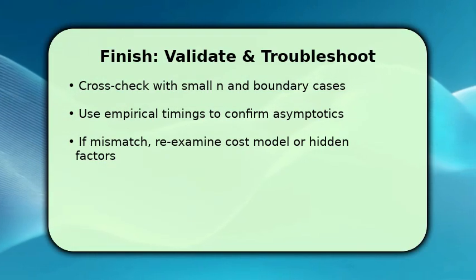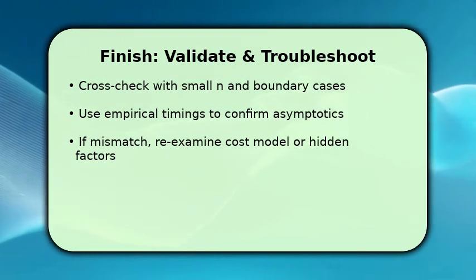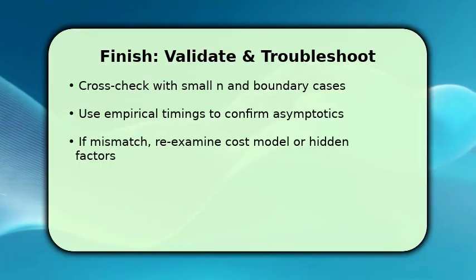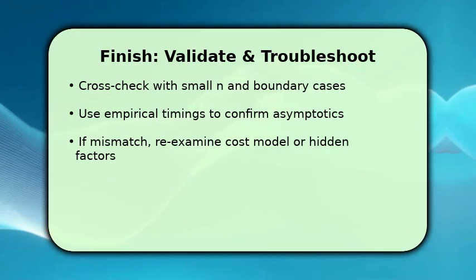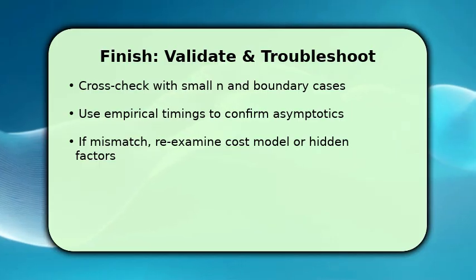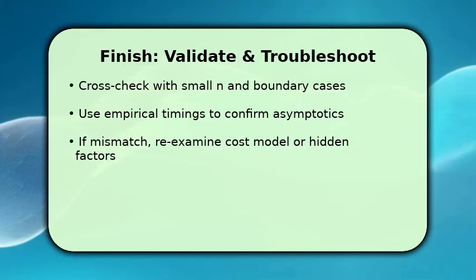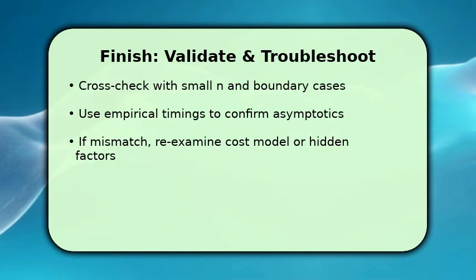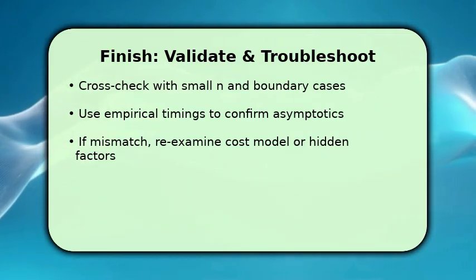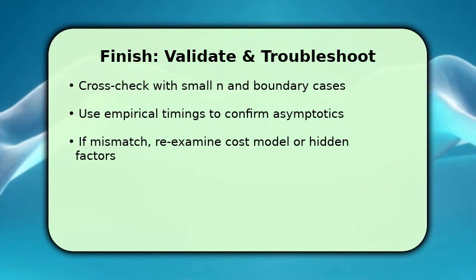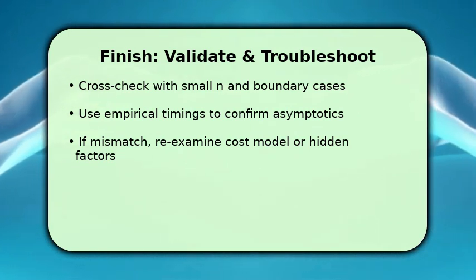You finish by validating. Test small and edge inputs and compare actual runtimes to your predicted growth. This exposes model mismatches. Once validated, run empirical experiments scaling n to confirm asymptotic trends, and make sure to account for constant factors if performance matters. If results diverge, check your cost model, hidden operations like memory access, or amortized behavior. These are common culprits. Finally, document assumptions and the final complexity bound so others can reproduce and critique your analysis.